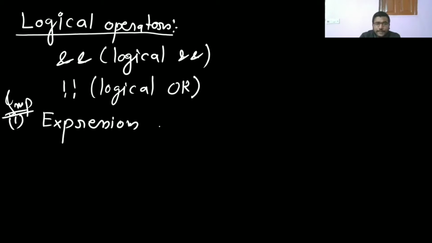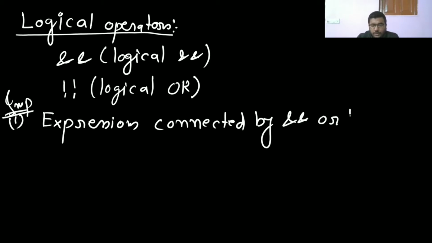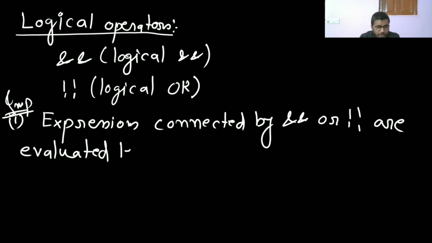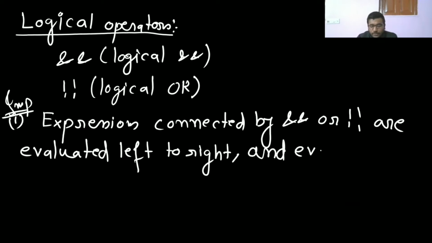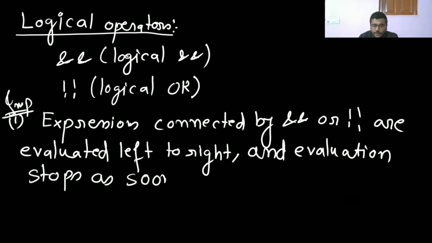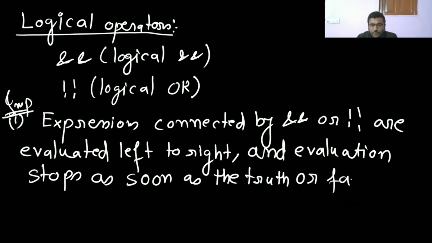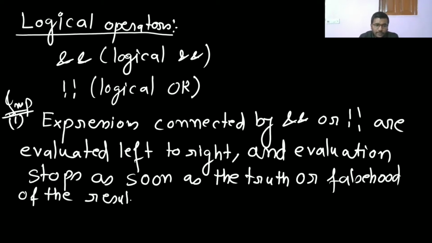Expressions connected by and or or are evaluated from left to right, and evaluation stops as soon as the truth or falsehood of the result is known. I will explain that. Please write it down. This is the short circuit.